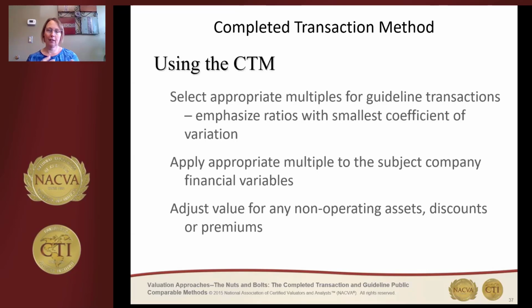So, okay, I took the value based on the multiple, I added in non-operating assets. Now I need to look at discounts or premiums. So is there a discount for lack of marketability? Is there a discount for lack of control? And if so, I need to take these discounts out of my $1.24 million to come to my actual value.